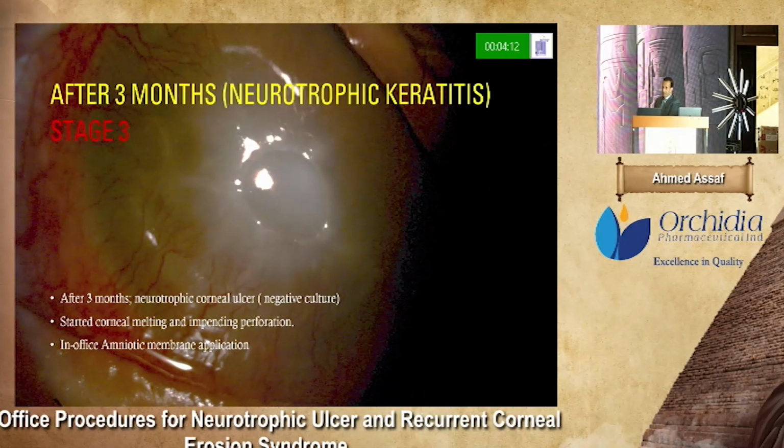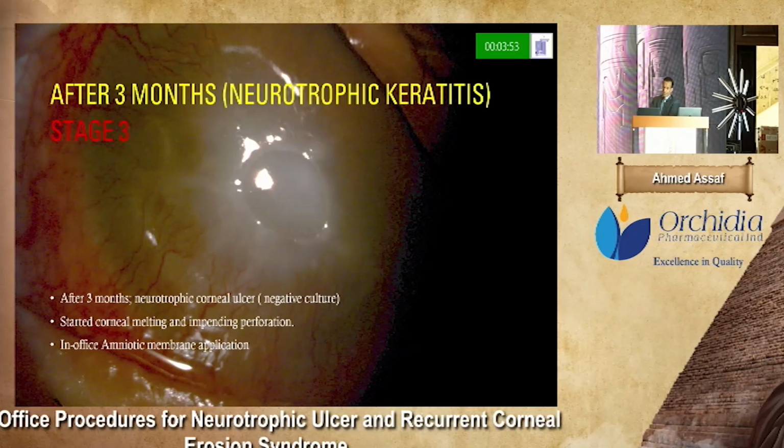You know that it's stage 1, 2, or 3. Now it's progressing from stage 2 to stage 3. So we have rolled edges of the corneal ulcer, and underlying stromal opacification and the start of corneal melting or stromal melting. So here we have to do something for this neurotrophic keratitis.